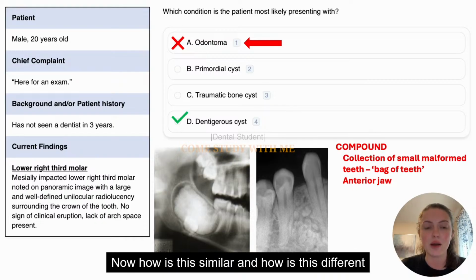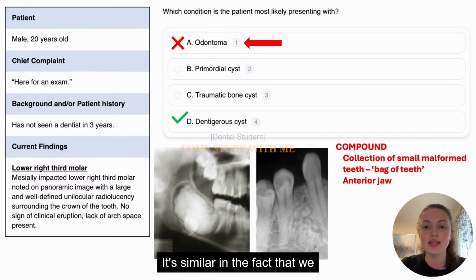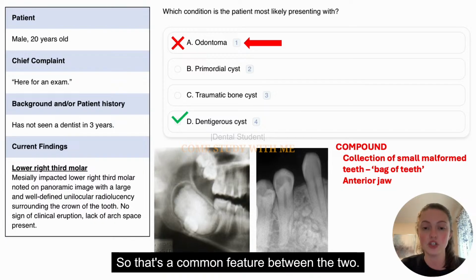Now, how is this similar to and different from a dentigerous cyst? It's similar in that we see this in younger patients, with an average age of about 14, and it may also be associated with a failure of tooth eruption. Remember, dentigerous cyst was always seen with an unerupted tooth, so that's a common feature between the two.